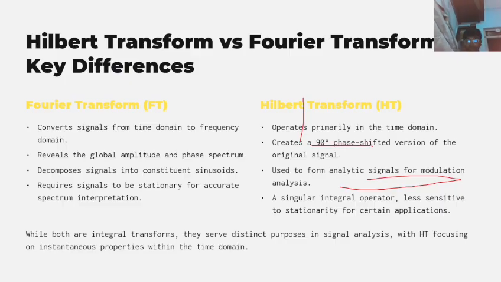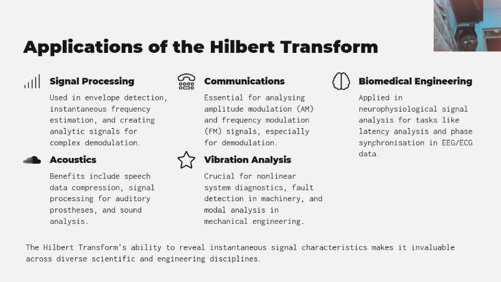Let us go deeper into it. Applications of the Hilbert transform. What are the main applications of the Hilbert transform? Let's see. Signal processing: it is used in envelope detection, instantaneous frequency estimation, and creating analytic signals for complex demodulation. Next, communication: essential for analyzing amplitude modulation and frequency modulation signals.